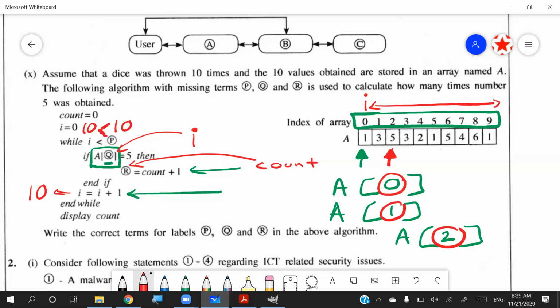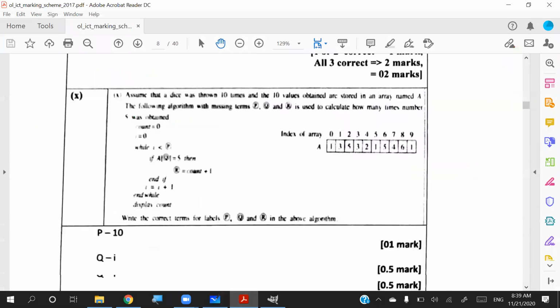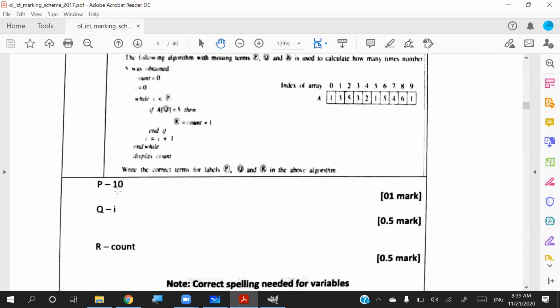So let's see the marking scheme. Yes, P is 10, Q is I, R is count. For P they have given 1 mark, for Q 0.5, and for R 0.5 again. Right, so that sums up the first question.